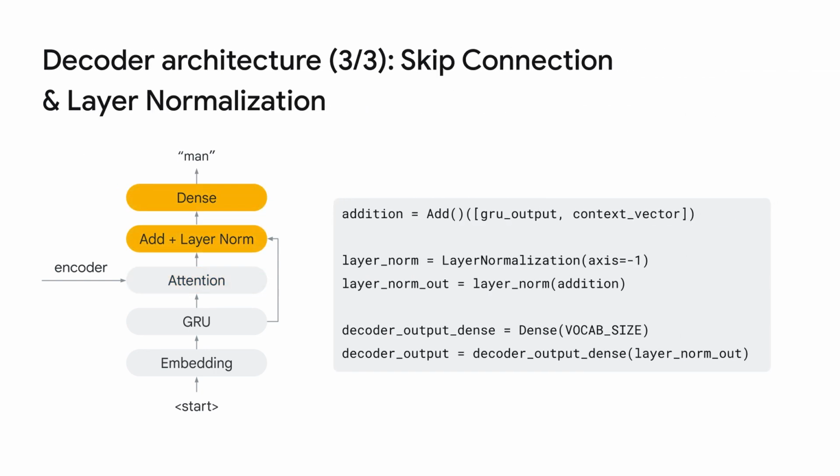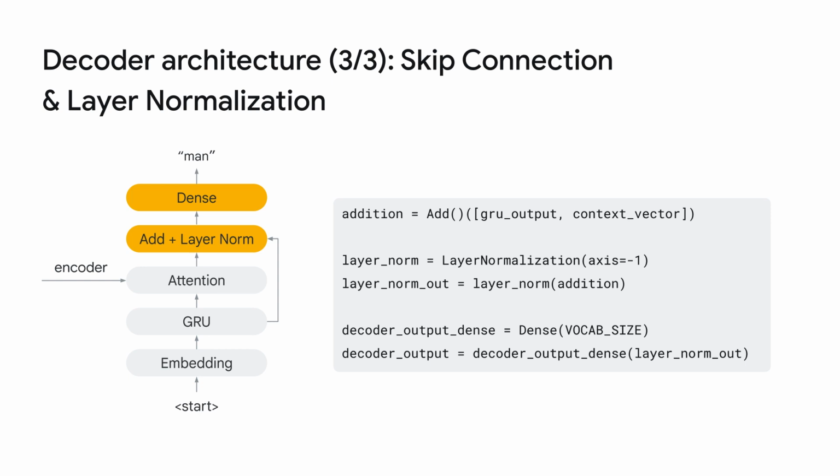The last components are the add layer and layer normalization layer. The add layer just adds two same-shaped vectors. As you can see here, GRU output is passed to the attention layer as we discussed, and to this add layer directly. These two flows are eventually merged in this add layer. This kind of architecture is called skip connection, which has been a very popular deep neural network design pattern since ResNet. So it is also called residual connection.